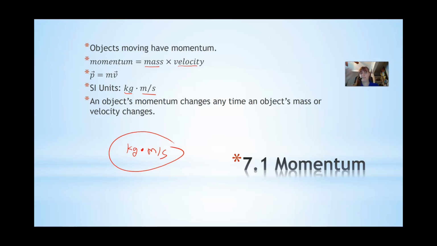So an object's momentum changes anytime an object's mass and velocity change. This is going to matter when we move forward into other sections in this particular chapter.